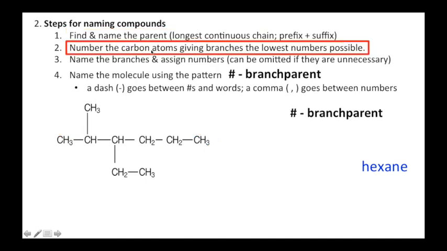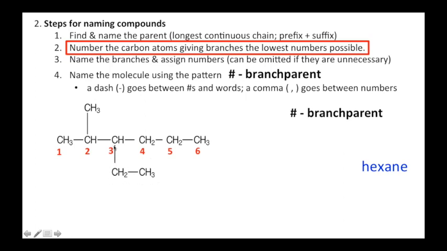The next thing we do is we number the carbon atoms, giving branches the lowest possible numbers. Okay, so watch. That's carbon number 1 on the parent. So I'm going to number that 1. I'm going to number that one 2, and then 3, 4, 5, 6. So I've numbered all the carbons on the parent. And when I did that, I came up with the lowest possible number. This branch is attached to carbon 2. This branch is attached to carbon 3.